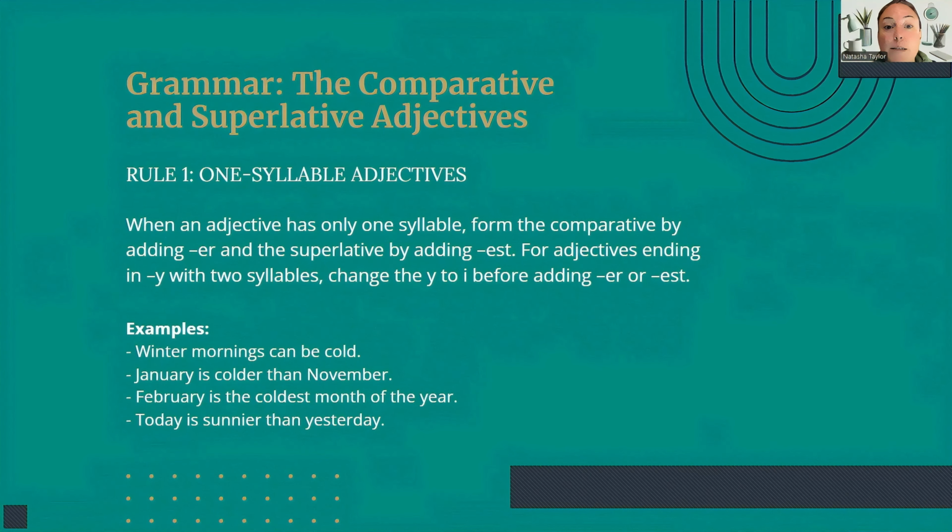So rule 1 is one-syllable adjectives. When an adjective has only one syllable, form the comparative by adding ER and the superlative by adding EST. For adjectives ending in Y with two syllables, change the Y to I and add ER or EST. Here are some examples of that. Winter mornings can be cold, or January is colder than November. February is the coldest month of the year. Today is sunnier than yesterday.